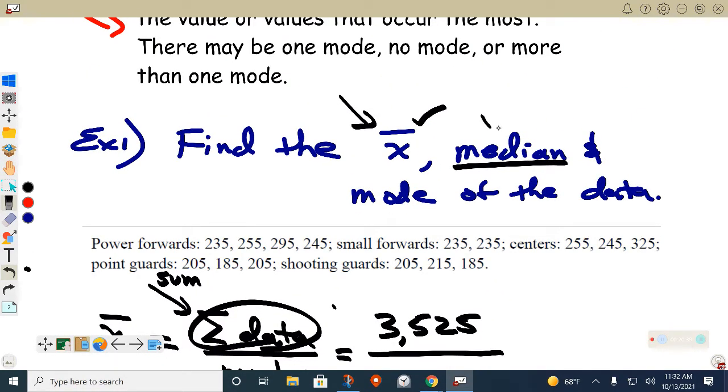We found the mean, the median, and now we're going to find the mode, the one that occurs the most. What player occurred the most? Let's see. 235 occurs once, twice, three times. What about 255? I see 255 a lot. 1, 2. So it's going to be the mode. The mode is also going to be 235. It occurs the most. Wow, this is easy.